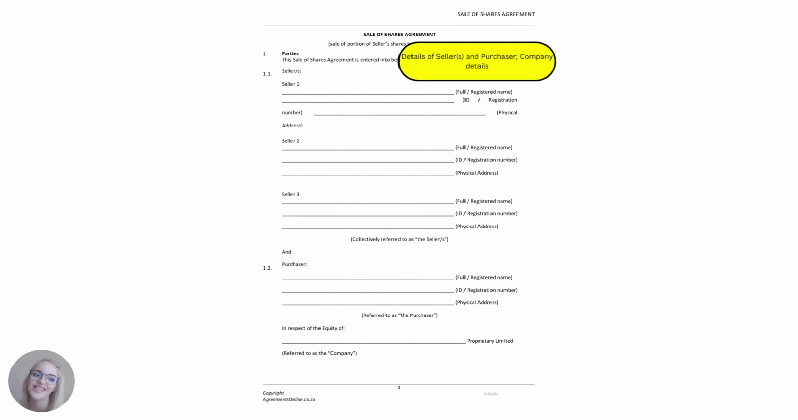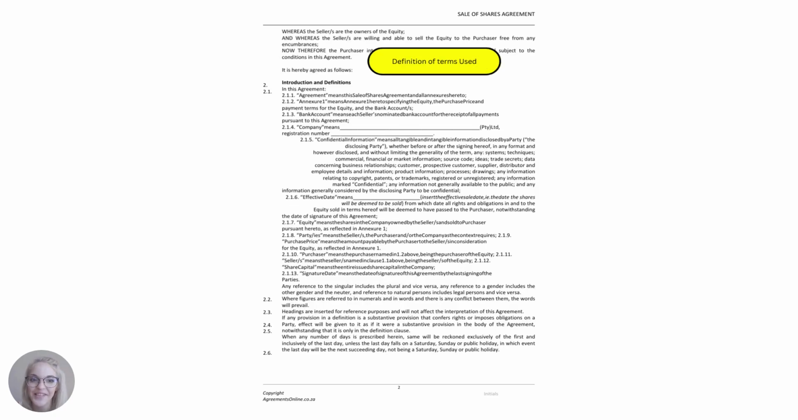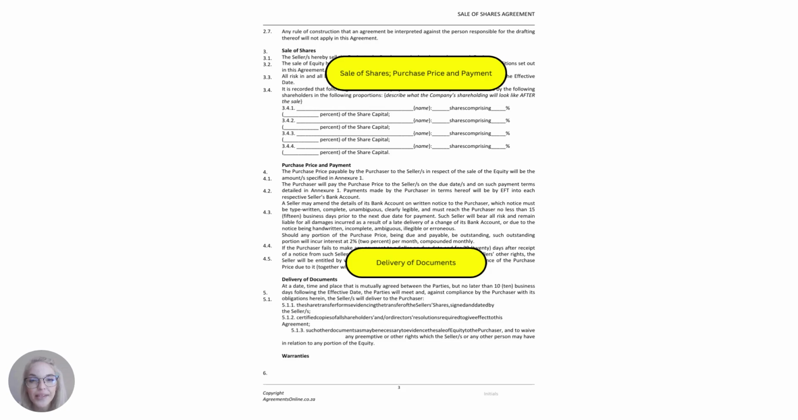Today I'm taking you through our sale of shares agreement in part to an existing shareholder. So let's dive right into it. We start off by filling out the details of both the seller or sellers and the purchase details, as well as the company details. The agreement then sets out definitions of terms used within this agreement and looks at the sale of shares as well as the purchase price and payment thereof.